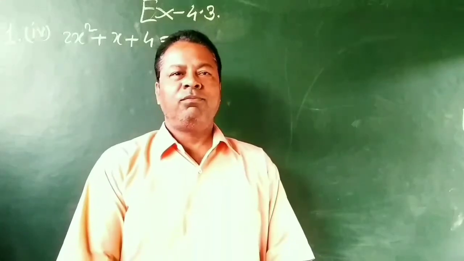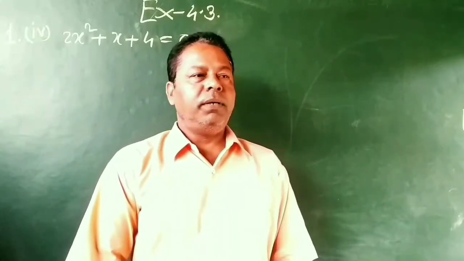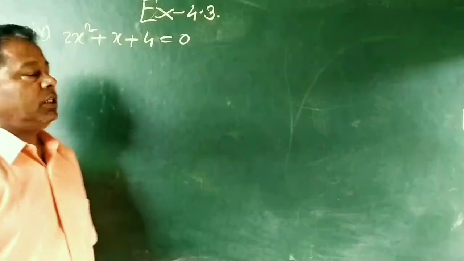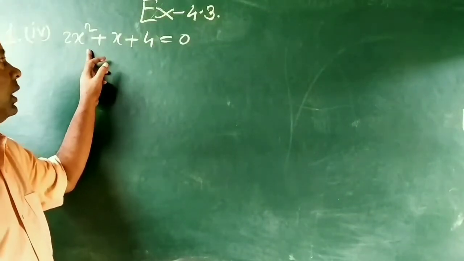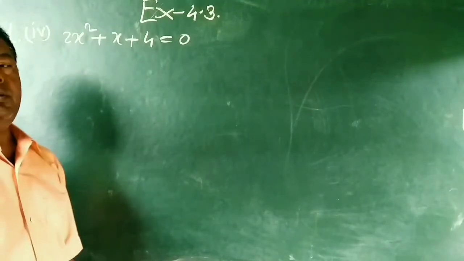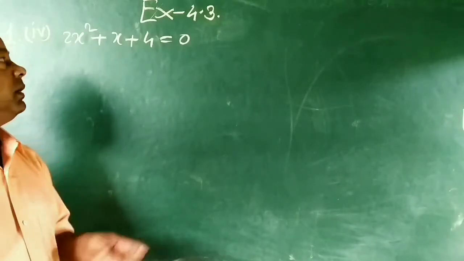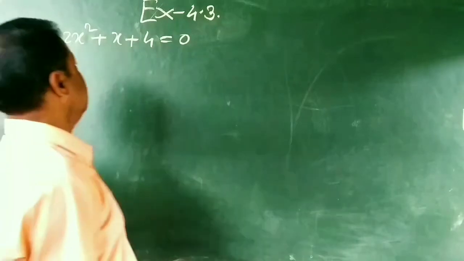Welcome to maths class. Today we will learn how to find the roots using completing the square. We'll see question number 1. We can find the roots using three methods: by factorization, by quadratic formula, and by completing squares. So this is one of the three methods, completing squares.